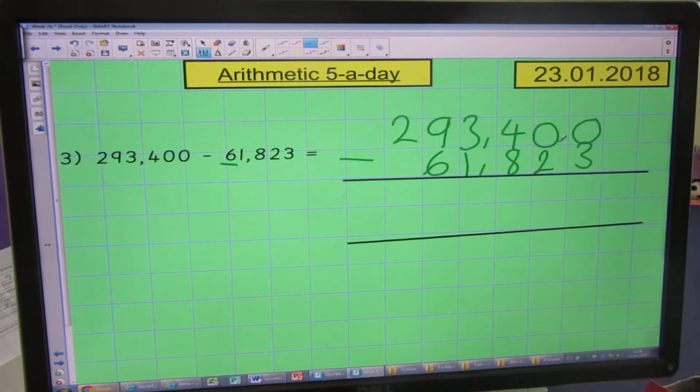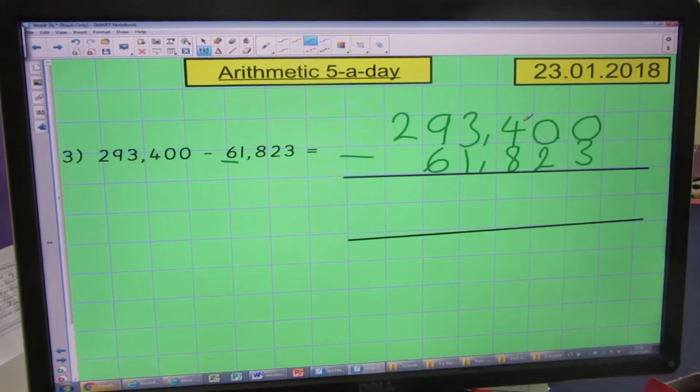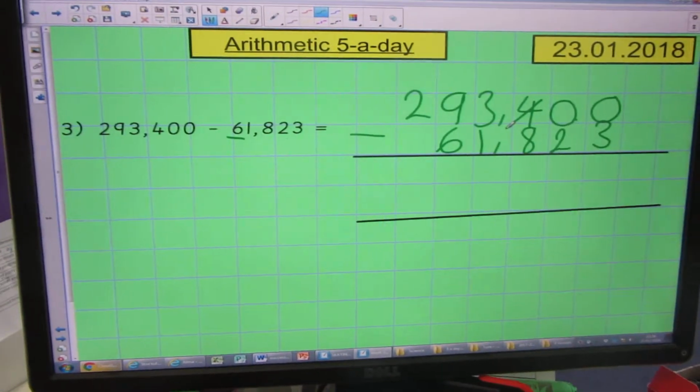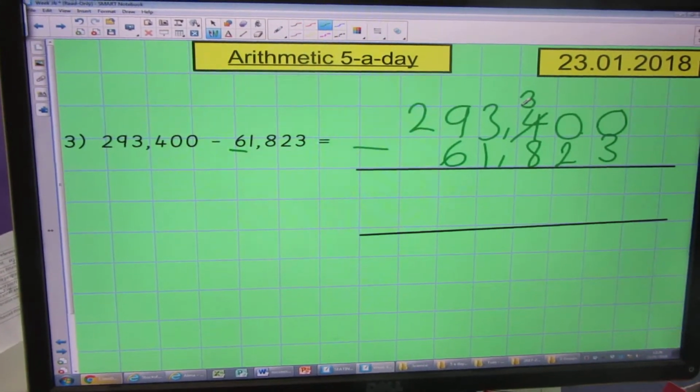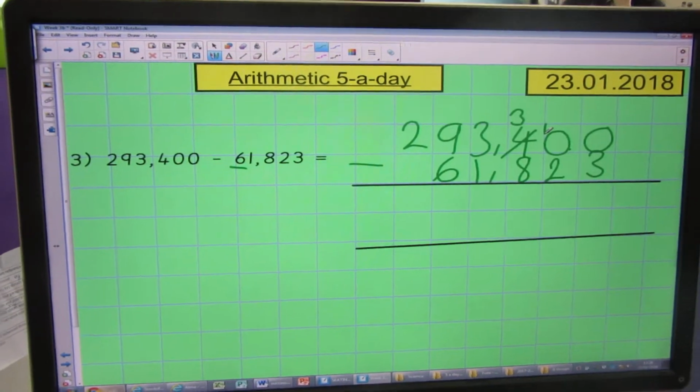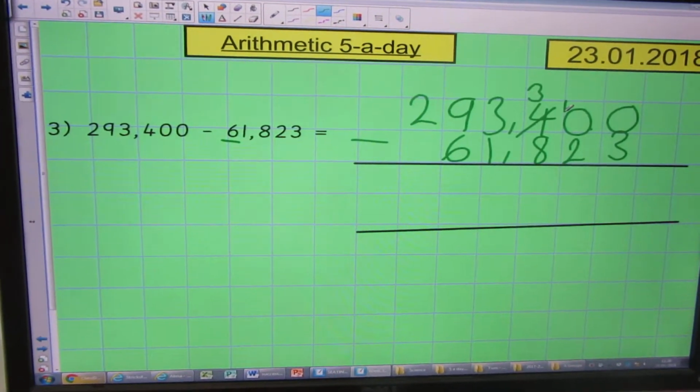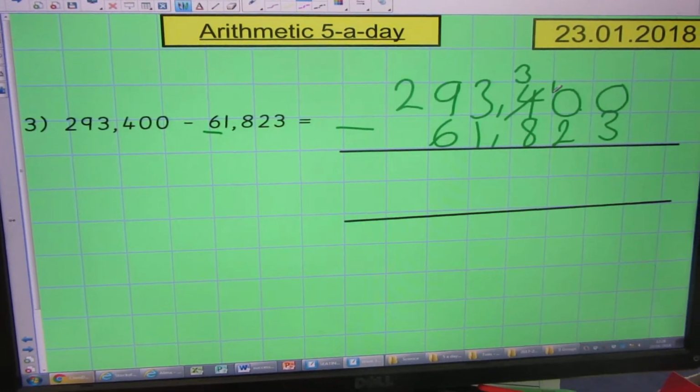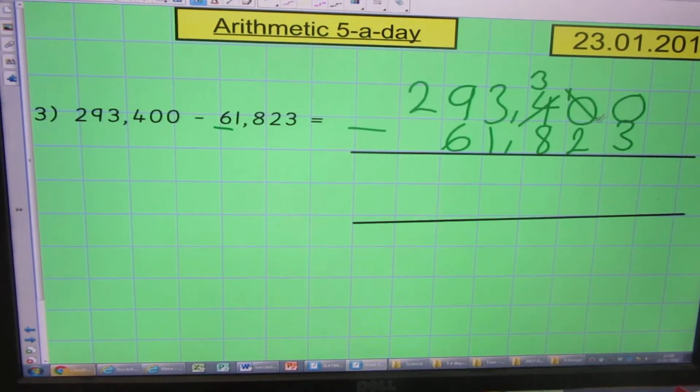Still can't exchange. So then I have to go to my hundreds column. This time I can exchange. So you cross your 4 out. Becomes 3 hundreds. You carry your 1 to your tens column. So now we've got 10 tens. Alexa? You would have to make it 9. Lovely. So now we've crossed that out.